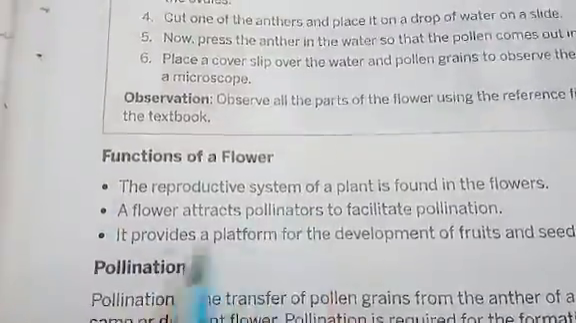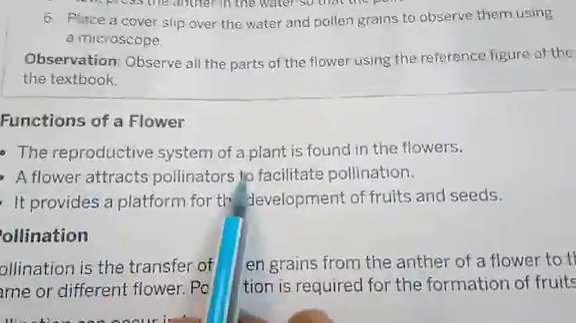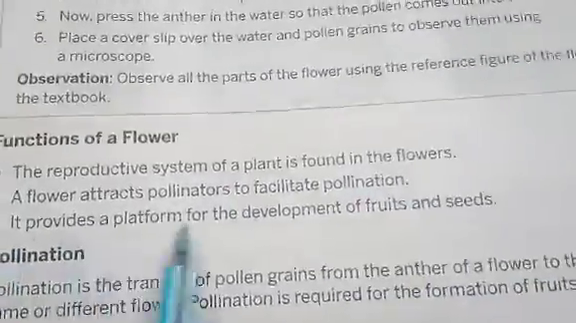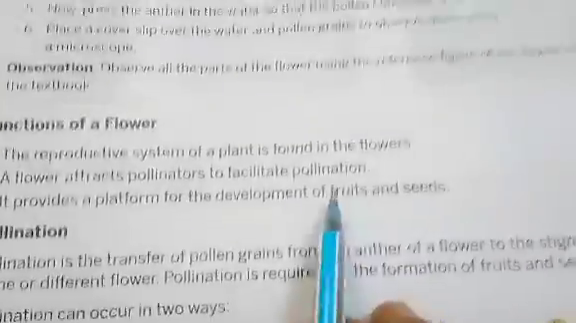Now, what is the function of flower? The reproductive system of plant is found in flower. Flower attracts insect for pollination. It provides a platform for development of fruits and seeds.